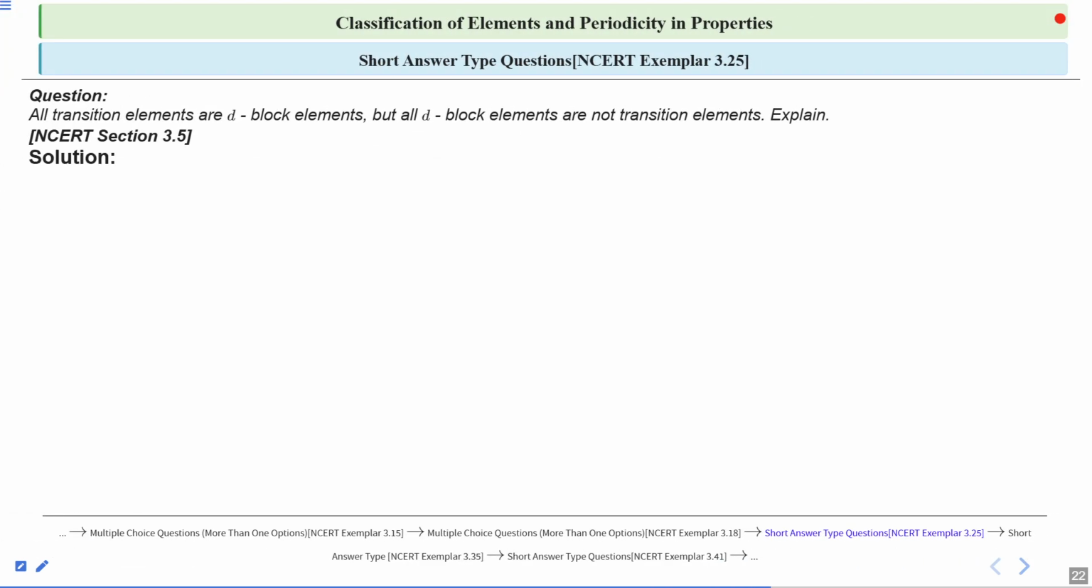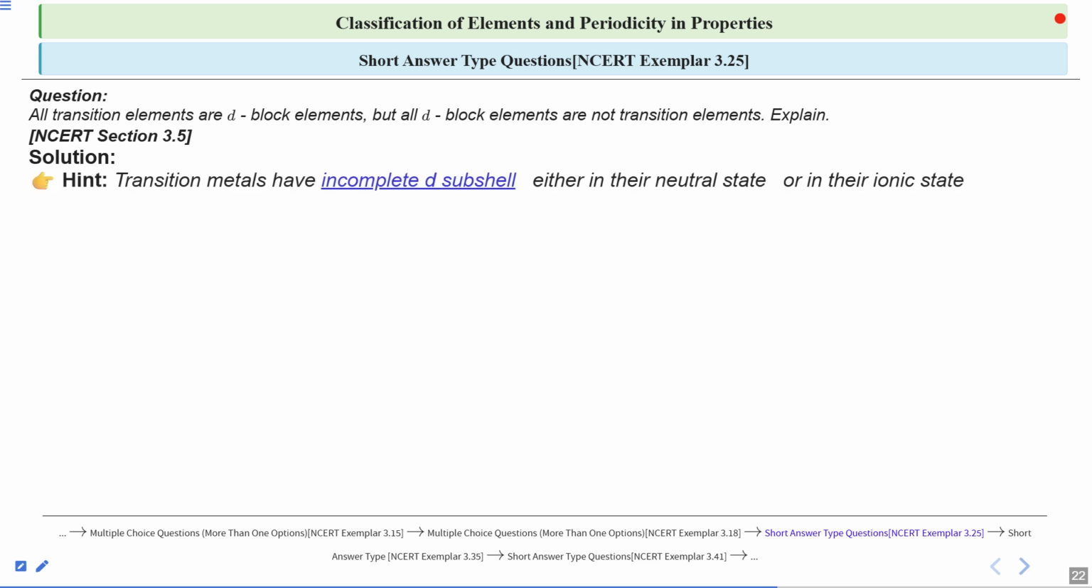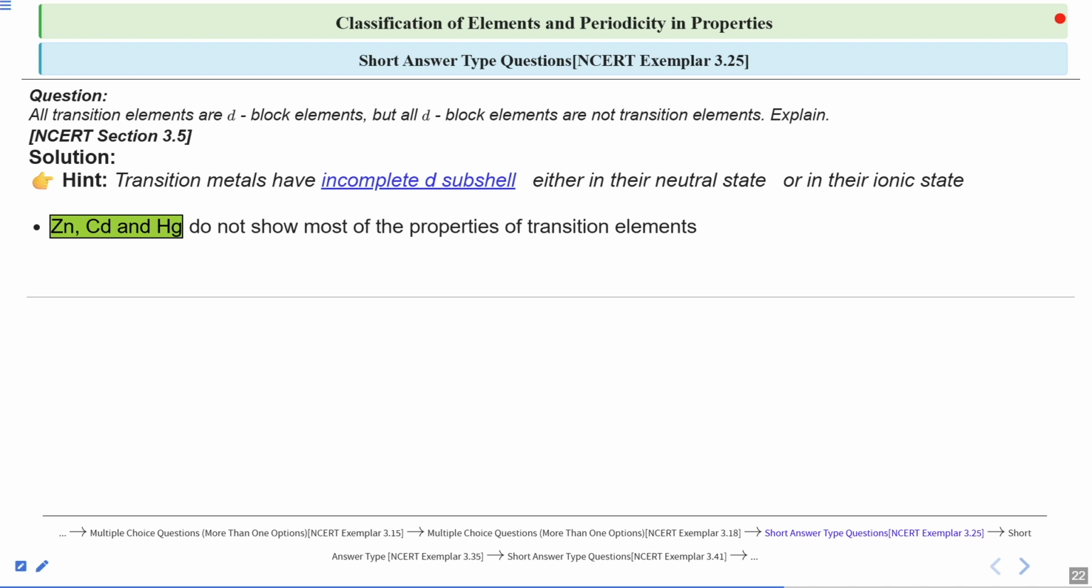So what do we know about the transition elements? What is the definition of the transition elements? Transition elements or transition metals are those which have an incomplete d subshell. They have an incomplete d subshell in their neutral state or in their ionic state. So this is to be followed in the case of transition metals or elements. Then we can call it a transition element. Now if this is true, then zinc, cadmium and mercury, these 3 cannot be considered as transition elements.